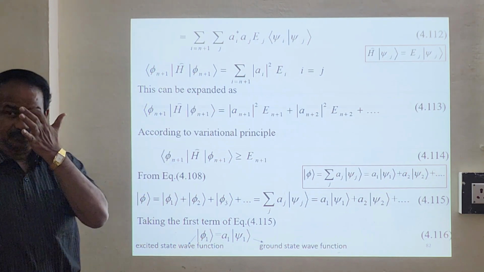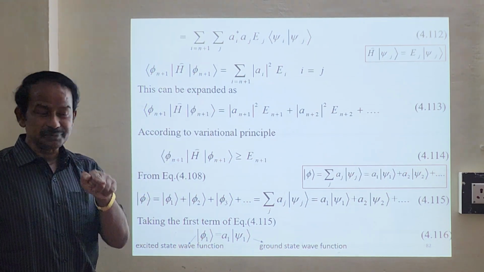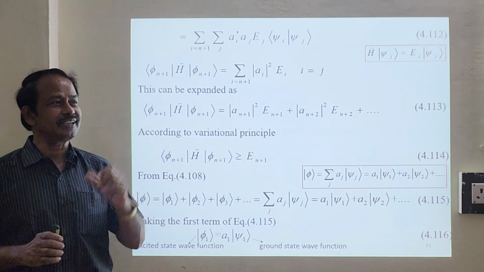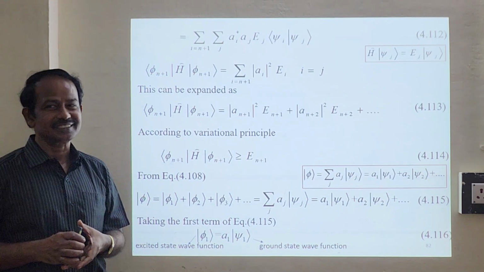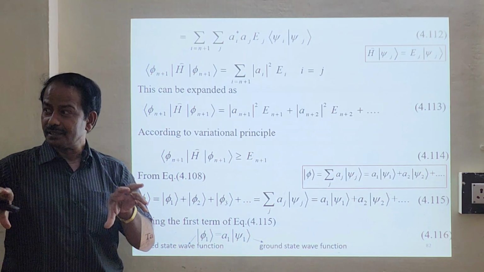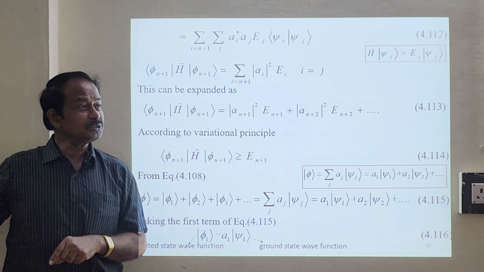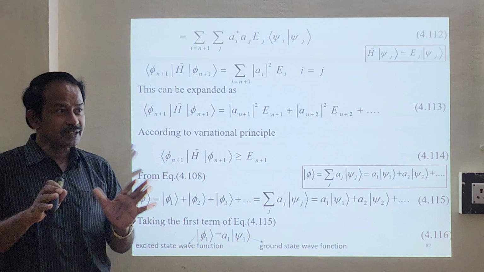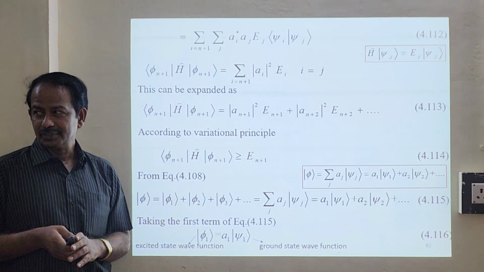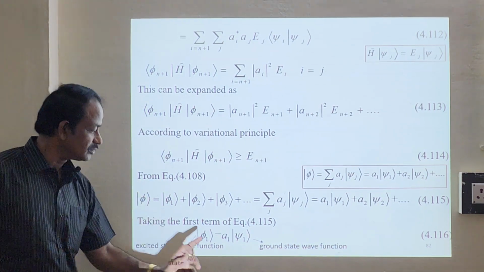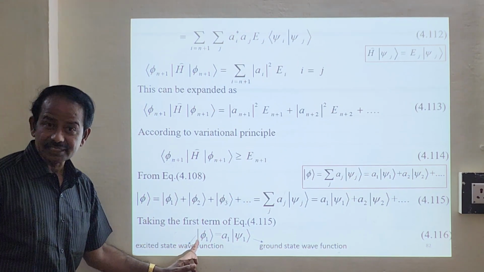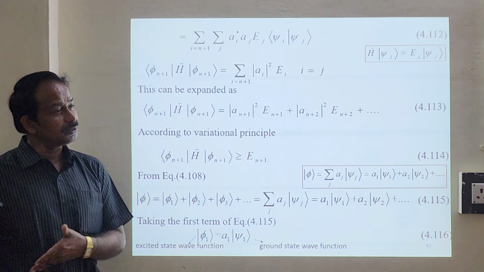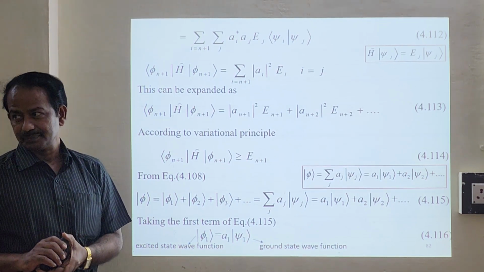Suppose they are not orthogonal, we will have to make these wave functions orthogonal to each other using what you have studied already in mathematical physics, the Gram-Schmidt process. If they are not orthogonal, we will have to use the Gram-Schmidt process to get orthogonal properties. If they are orthogonal, well and good. So the ground state wave function and your excited wave function should be orthogonal to each other.